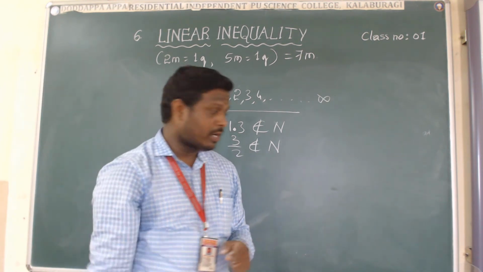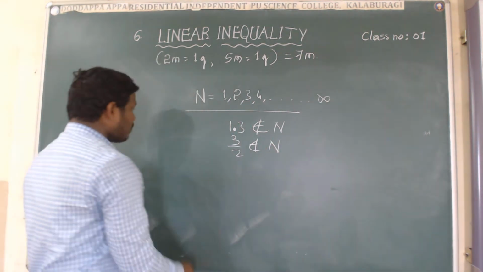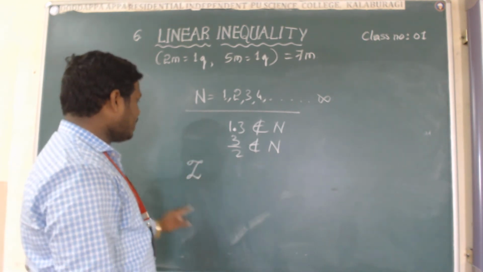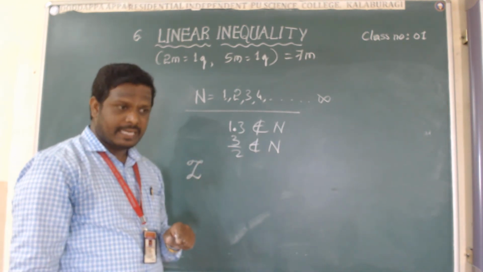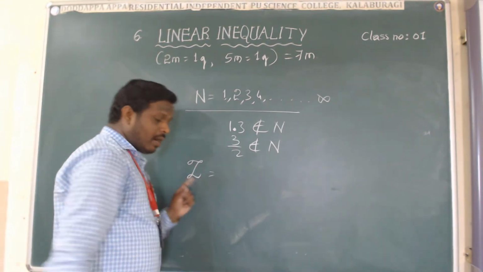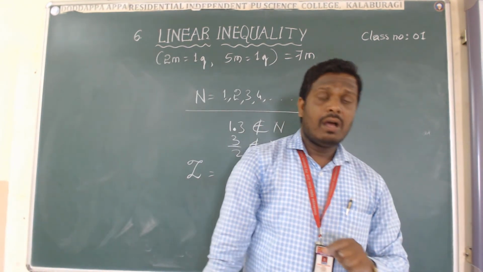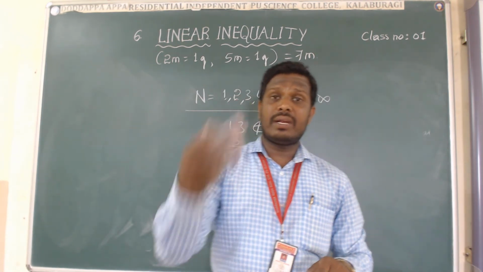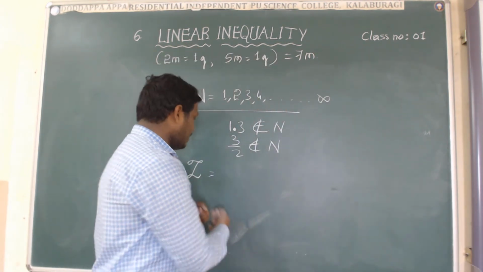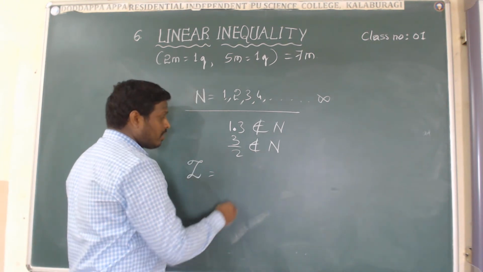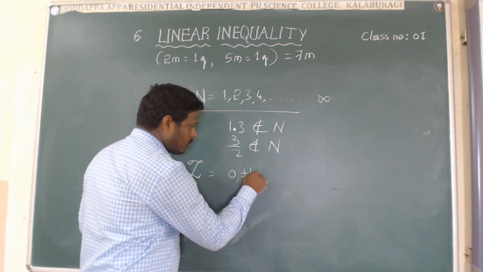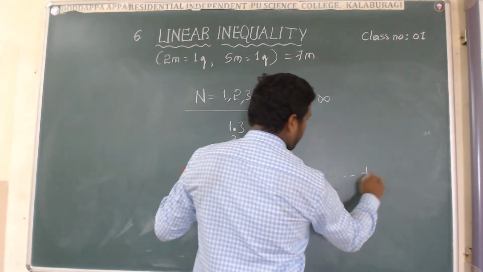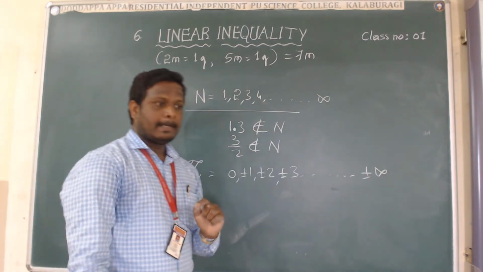Keep in mind. Okay, let us come to the integers. The integer set is denoted by the capital Z here. And how can we define the integers? All counting numbers, 0 and negatives, form the integers. The integer values start from 0, plus or minus 1, plus or minus 2, plus or minus 3, and so on, plus or minus infinity.